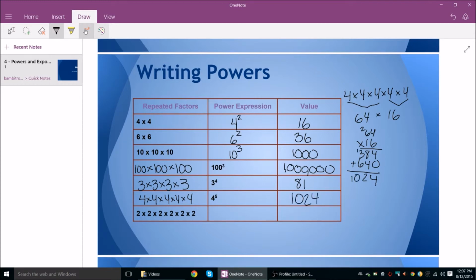All right, and last but not least, we've got 2's. So 2 is my base, and I've got 1, 2, 3, 4, 5, 6 times repeated, so that's my exponent. And then 2 to the 6th is 64. The reason I know that off the top of my head is because I know 2 to the third is 8. So I just really have 2 8's here, which would give me 64.